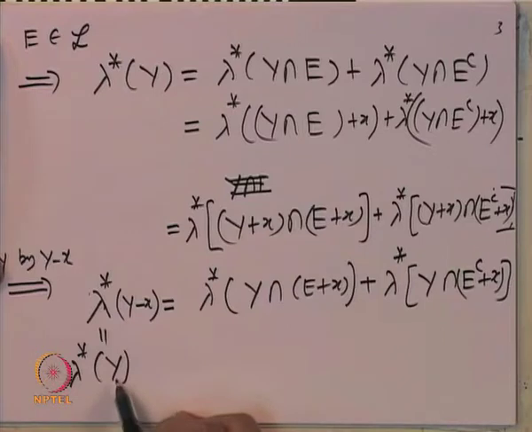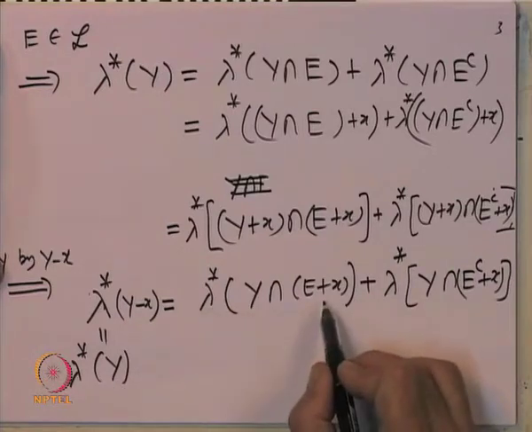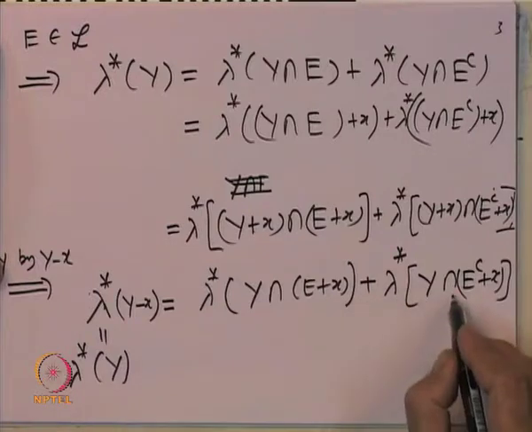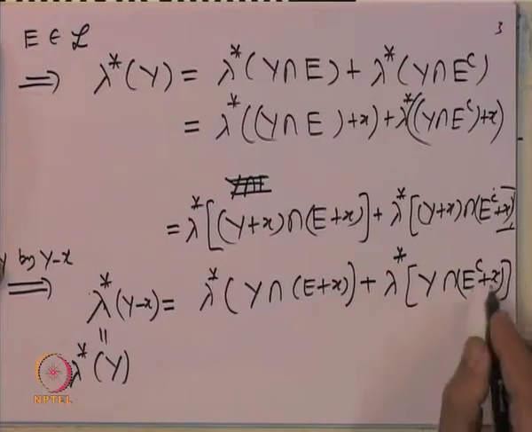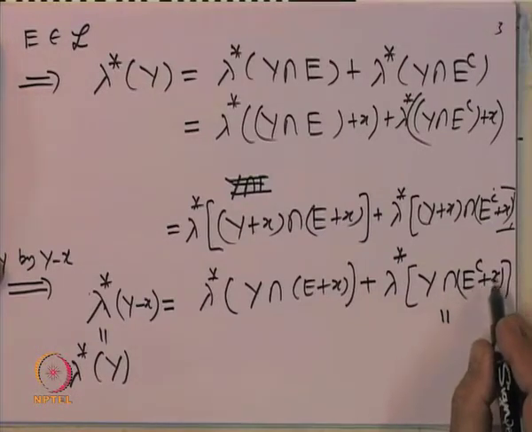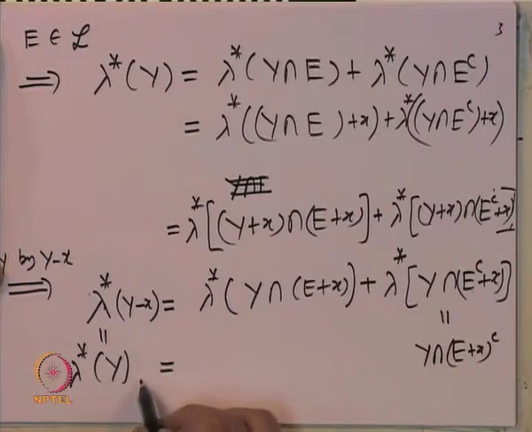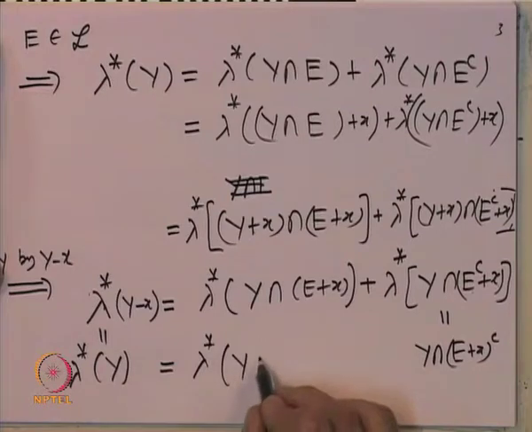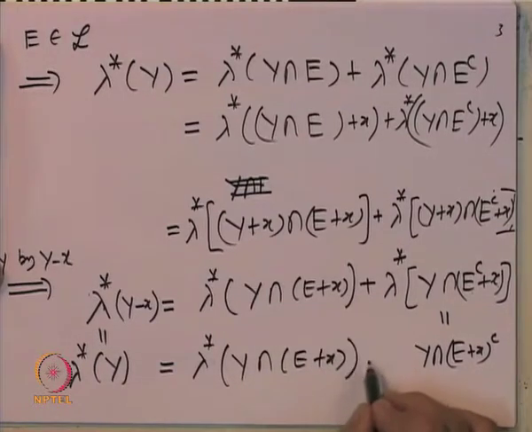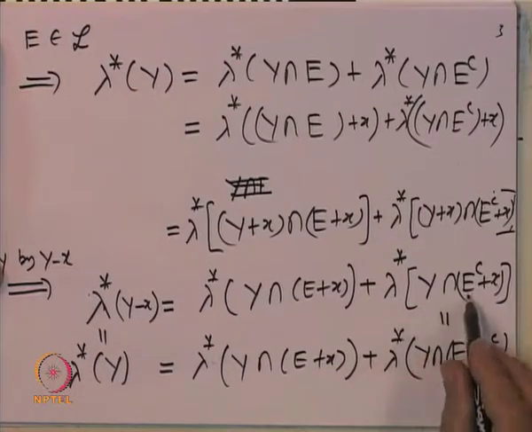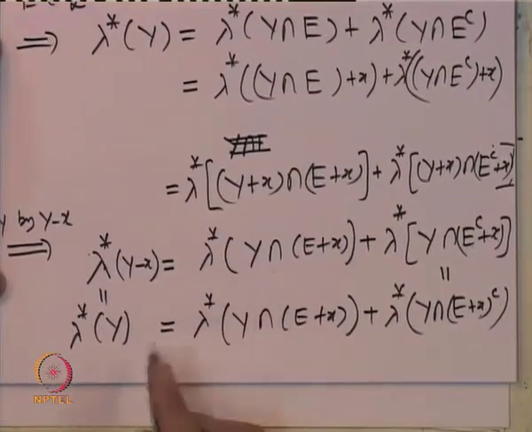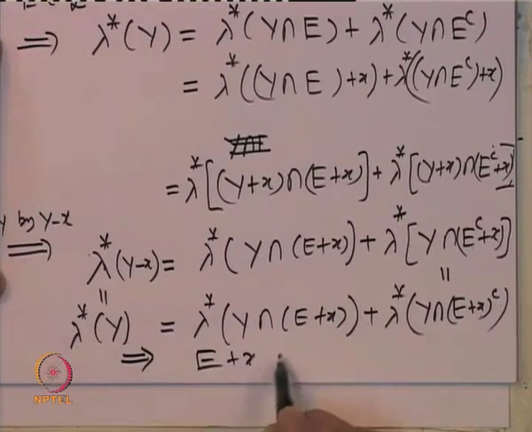So we get, for every subset y, lambda star of y is equal to lambda star of y intersection E plus x plus lambda star of y intersection E complement plus x. Now, a simple observation tells you that the set E complement plus x is the same as E plus x complement. First take the complement and then translate, that is the same as first translating and then taking the complement. It is a simple set theoretic exercise which you should be able to verify easily. So we get lambda star of y equals lambda star of y intersection E plus x plus lambda star of y intersection E plus x complement, and hence this implies that E plus x is Lebesgue measurable.